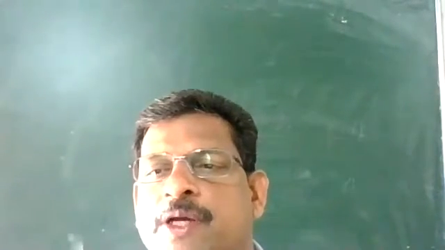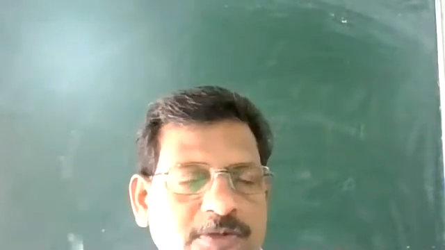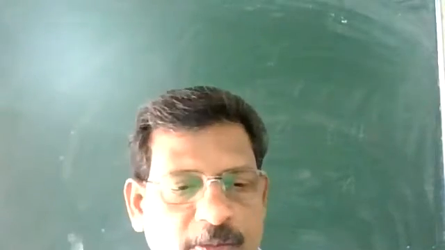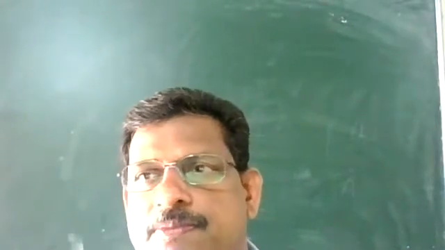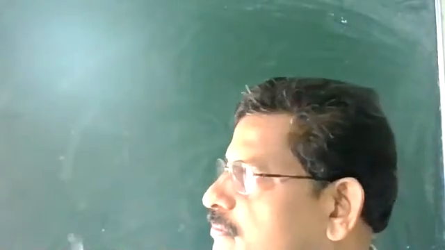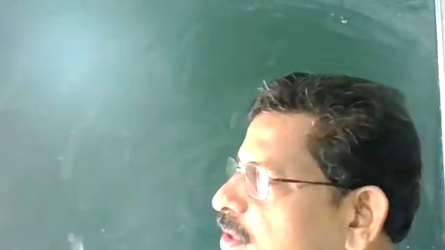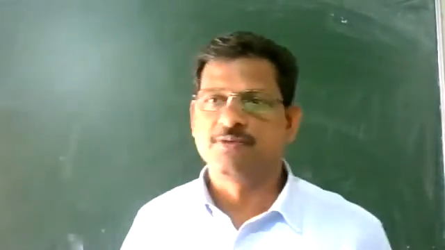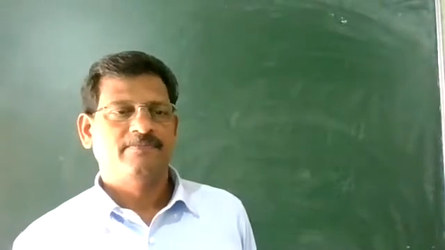Parin, tell me what is the equation for magnifying power of a simple microscope when the image is formed at least distance of distinct vision? M is equal to 1 plus D by f. What does D stand for? D stands for the least distance of distinct vision. What is its value? 25 centimeters.